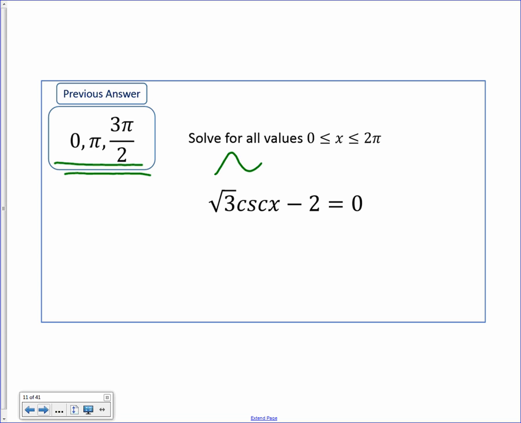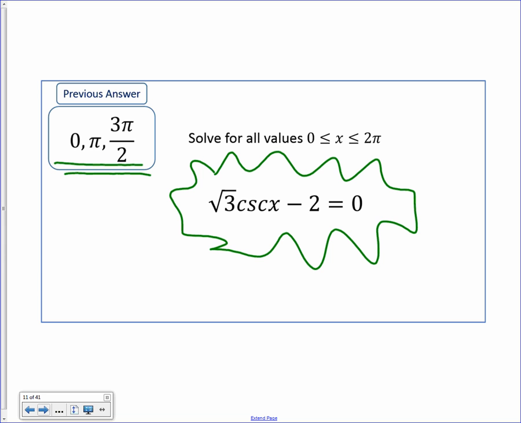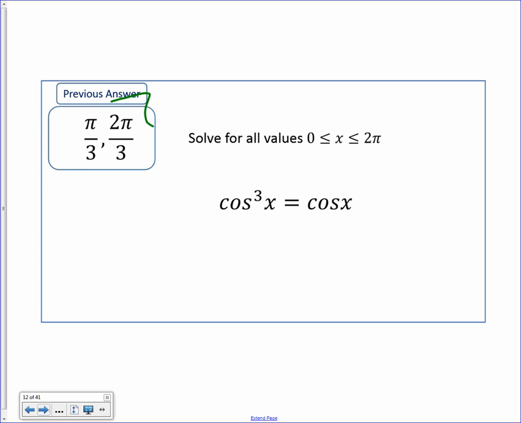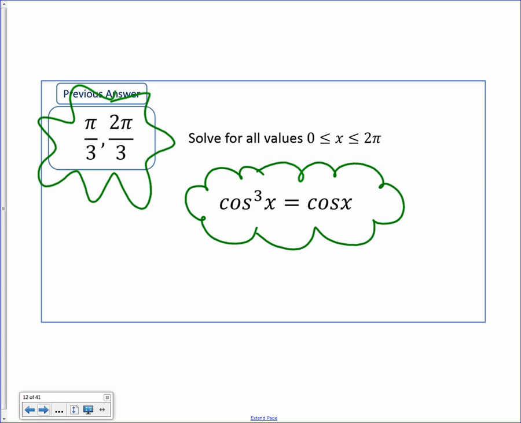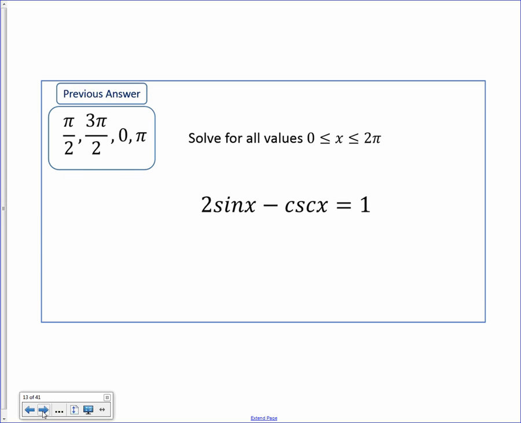Okay? And then please note that this is your next problem. 3 cosecant x minus 2 equals 0. The answers to that should be this. Okay? And then the next problem you have is cosine cubed x equals cosine of x. The answers to cosine cubed x, there are 4 of them. They're all of your quadrantal angles.